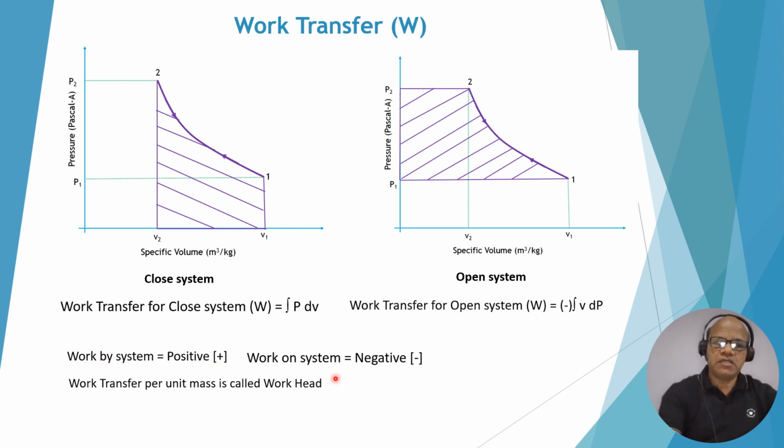Work done by the system as per the sign convention is positive. Work done on the system is negative. This is true for both open and closed systems, as per the sign convention. And work transfer per unit mass is called the work head or head.